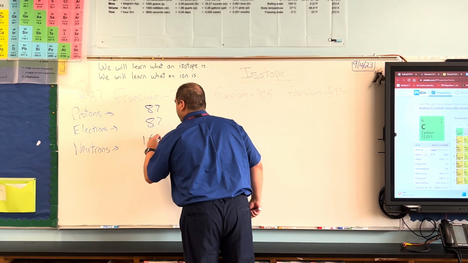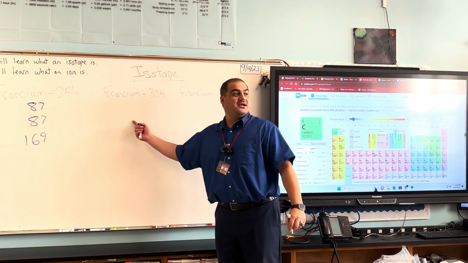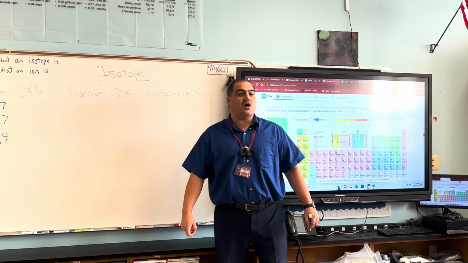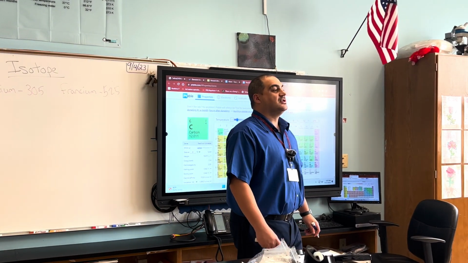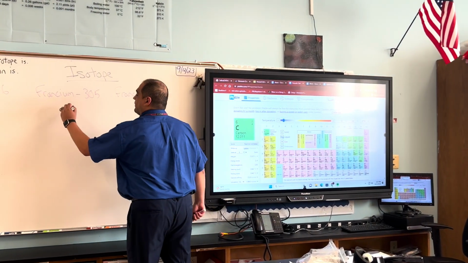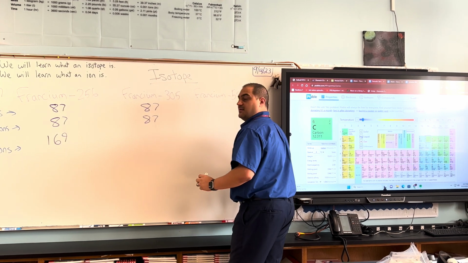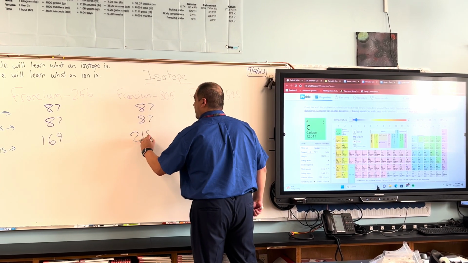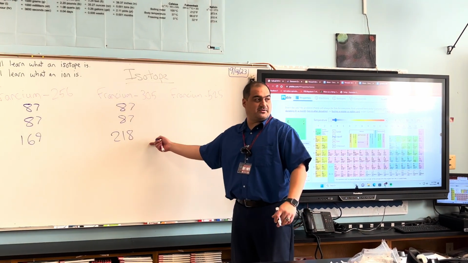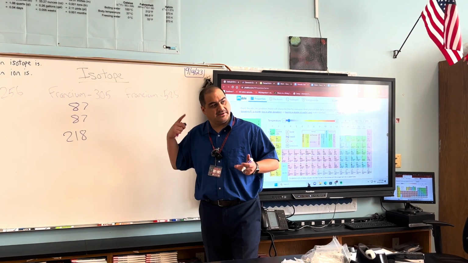All right, now, Jocelyn, I said you can go second. Francium 305, what's the proton count? 87. What's the electron count? 87. What's the neutron count? 218. Beautiful. Is that correct? Did her calculator work? I'm just making sure because I don't have the numbers off the top of my head.